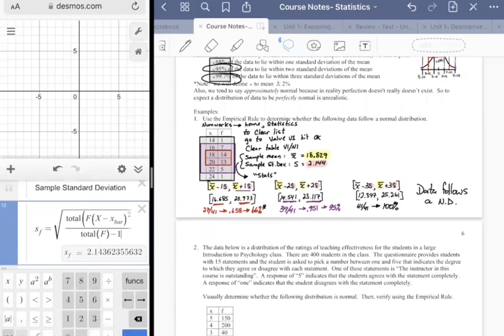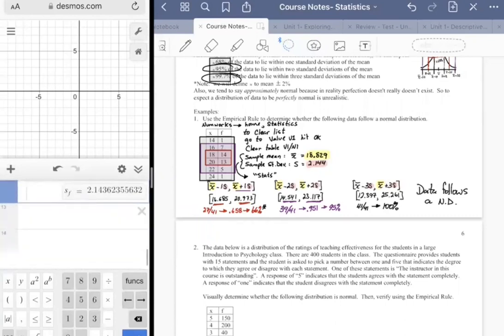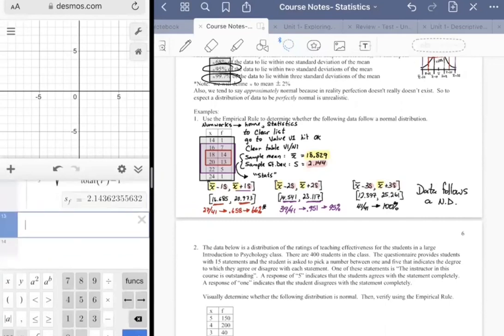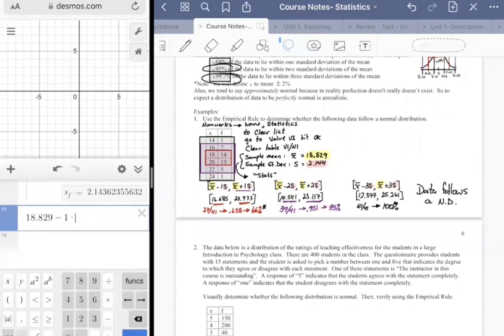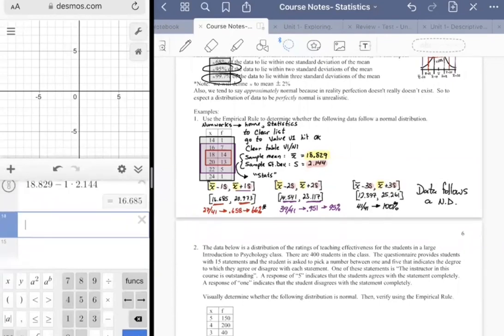But really, this is all you need. And then from there, you do the number crunching just the way we did here. You take your numbers, 18.829 minus, I'm not going to do each one of them again, but I'll just do one of them just so you see, 2.144, and you'll get your 16.685.